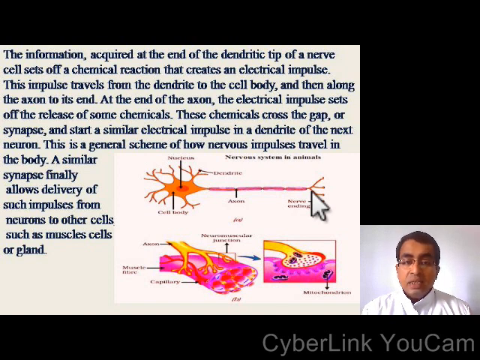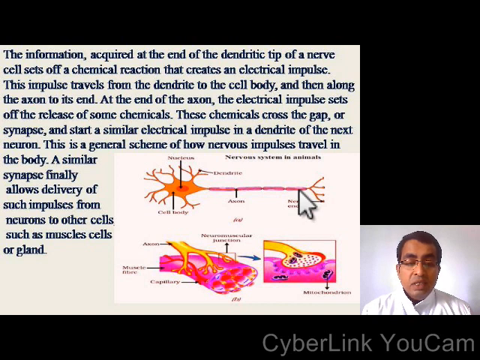At the end of the axon, the electrical impulse sets off the release of some chemicals. The electric impulse is converted to a chemical signal. These chemicals cross the gap or synapse and start a similar electrical impulse in a dendrite of the next neuron.